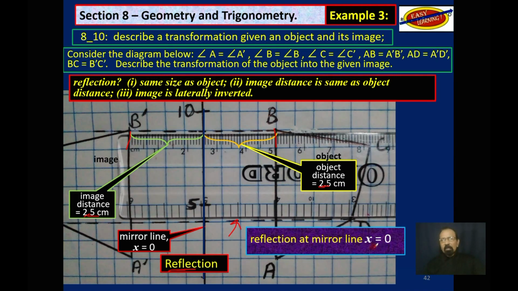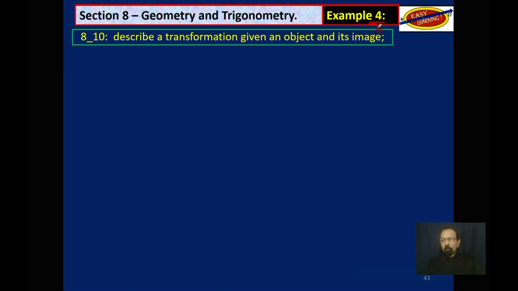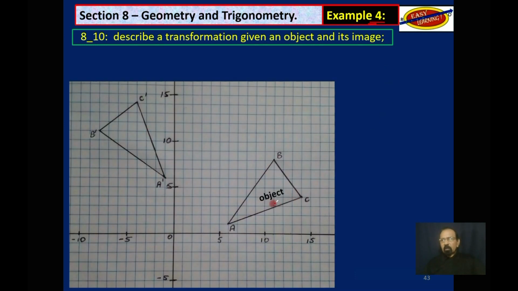Well, that is x is equal to 0. You don't have to do any calculation on that, the simple x is equal to 0. Example 4. You have an object here and you have an image there.